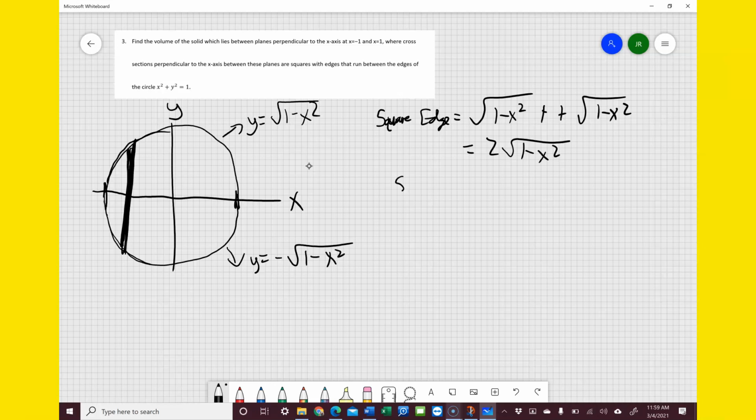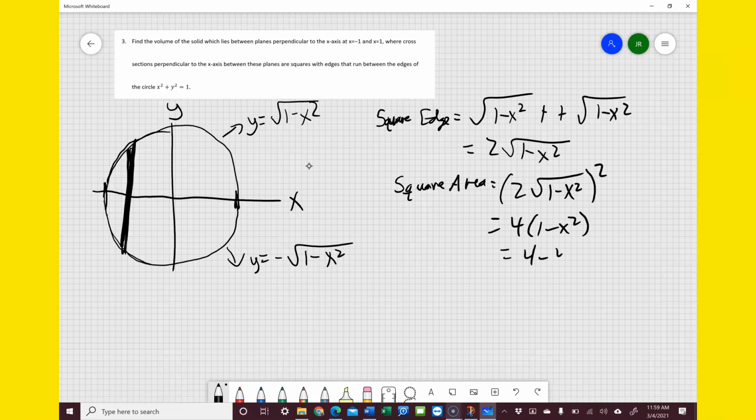So then the square area would be the square of the length of the edge. So it's the square of that, which is 4 times, and then that squared exponent cancels out that square root, so it's just 1 minus x squared, which is 4 minus 4x squared. That's the area. Now I want volume.